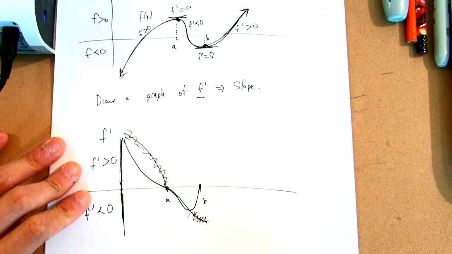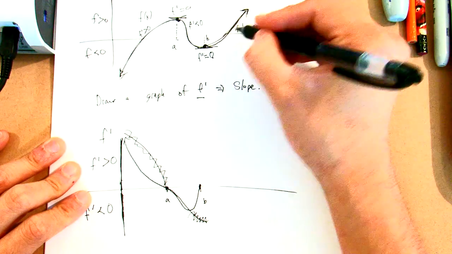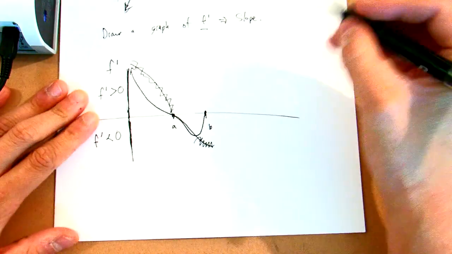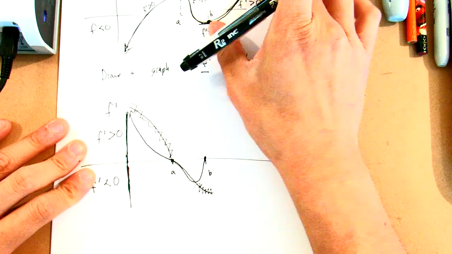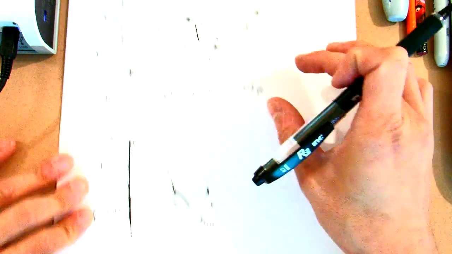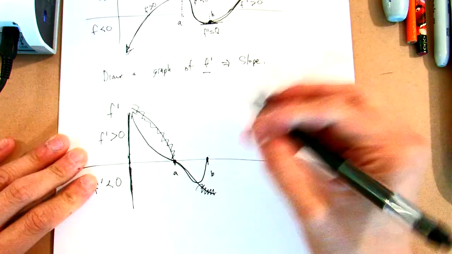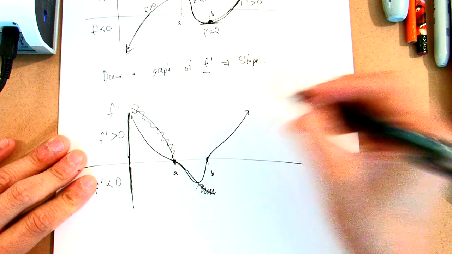And then f prime is greater than 0 from where? From b to infinity. So from b to infinity, it's greater than 0, which means it's above. So this piece is just going to go above here, and it looks something like this here, maybe. Okay?